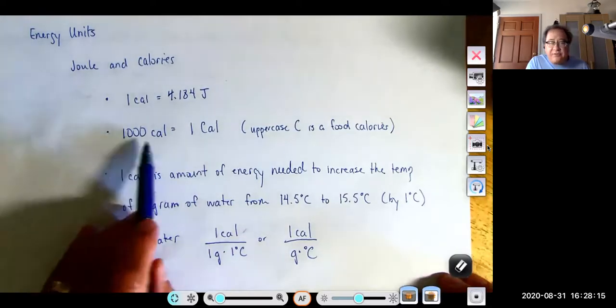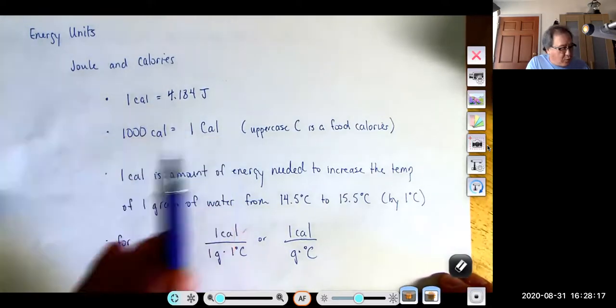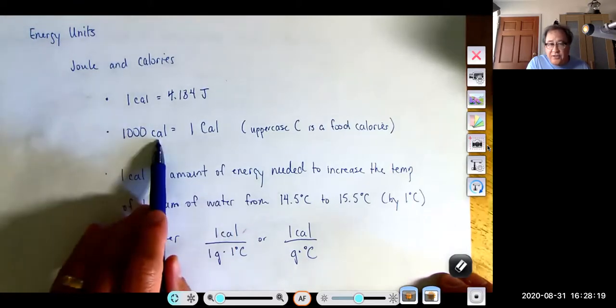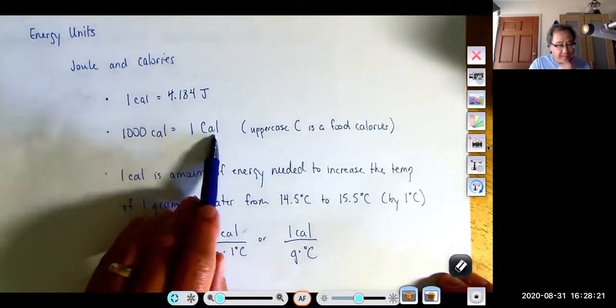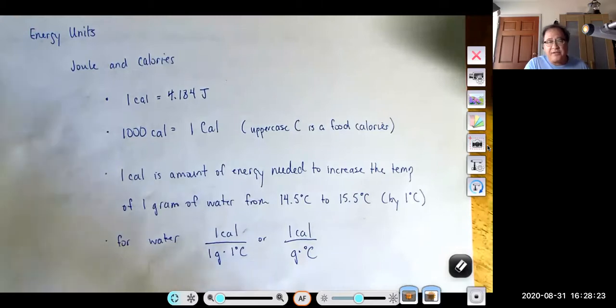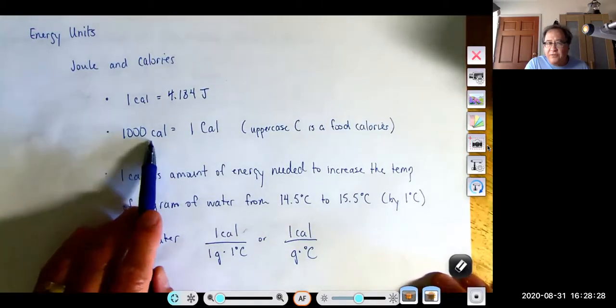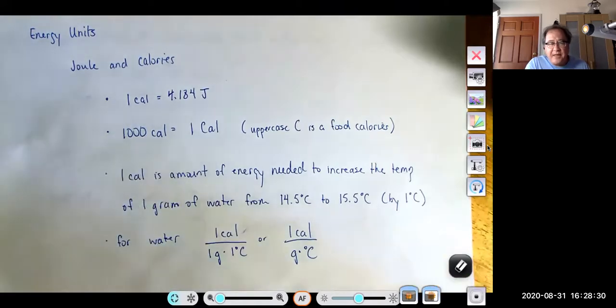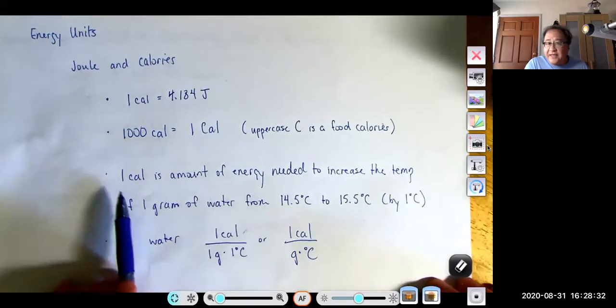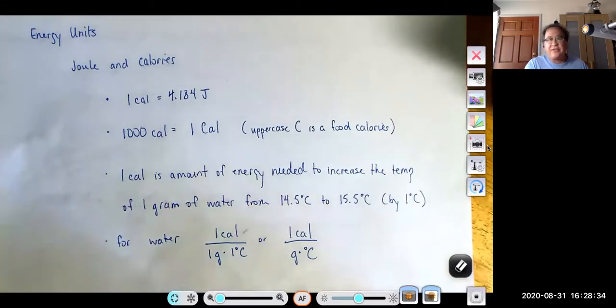1,000 lowercase calories is equal to 1 uppercase Calorie. The uppercase Calorie represents a food calorie. So there's 1,000 chemical calories in 1 food Calorie. And to get an idea of what a calorie is, a chemical calorie is the amount of energy needed to heat up 1 gram of water by 1 degree Celsius.